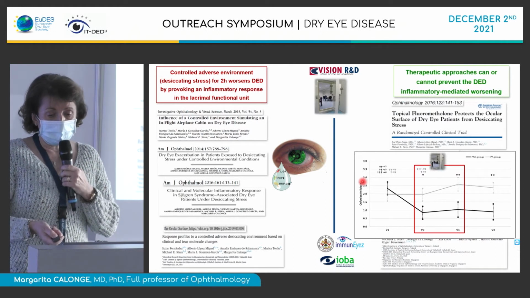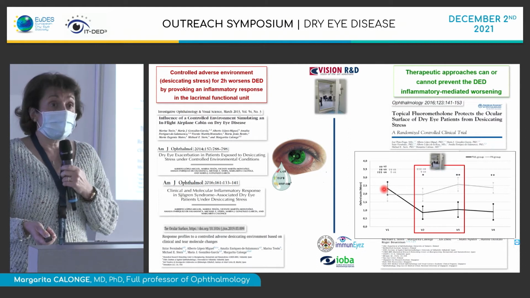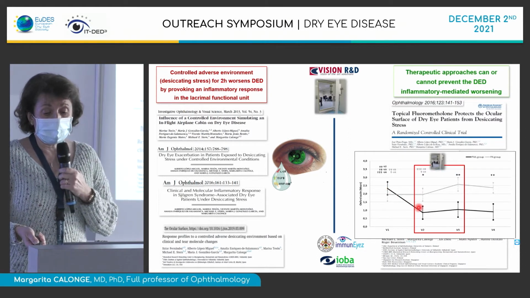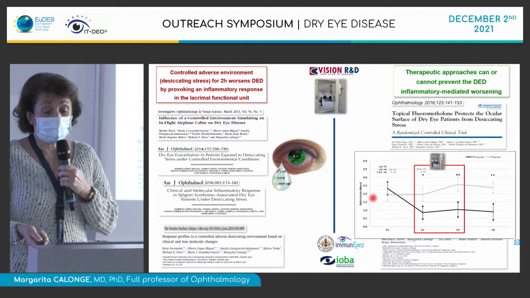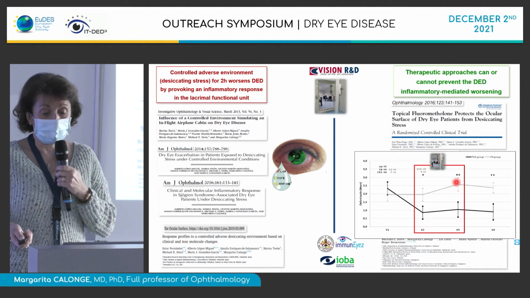So see the clinical staining. After these patients got fluorometholone, these patients got the vehicle. Of course, the corneal staining got better with fluorometholone, and when these patients went through 2 hours in the environmental chamber, their staining was the same, it didn't increase. But in these patients with the vehicle, the corneal staining increased in these 2 hours of adverse environment.